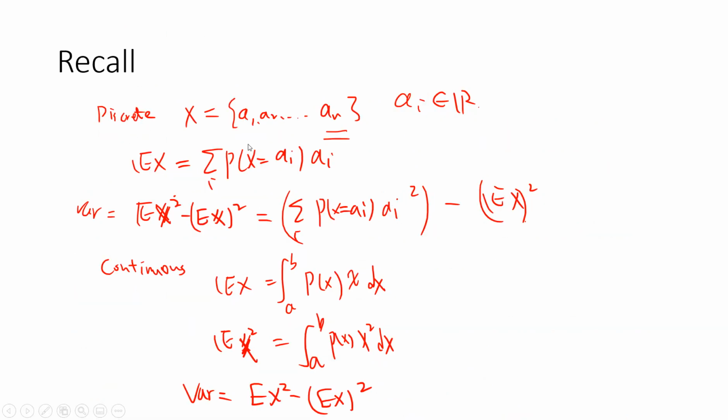I'll first recall the definitions. For a discrete variable, suppose X takes values a1 up to an. Basically, it can go to infinity. Each ai is just some real number, and E[X] is the sum over i of ai times P(X = ai). The variance is defined to be E[X squared] minus E[X] squared. For continuous, if you have the probability density p, then E[X] is the integral of x p(x) dx, E[X squared] is the integral of x squared p(x) dx, and the variance is just this.